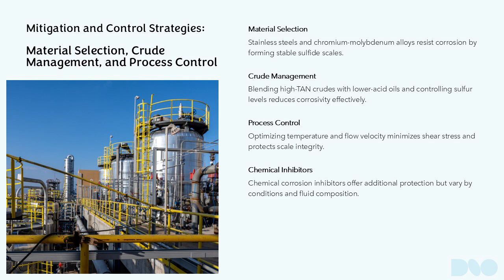Chemical corrosion inhibitors can provide additional protection, although their effectiveness varies depending on operating conditions and fluid composition. Process control measures, such as optimizing temperature profiles and managing flow velocities, are essential to minimize shear stress and prevent scale removal. Implementing these strategies in combination ensures a robust defense against NAC, reducing the likelihood of equipment failure and extending the service life of critical refinery components.